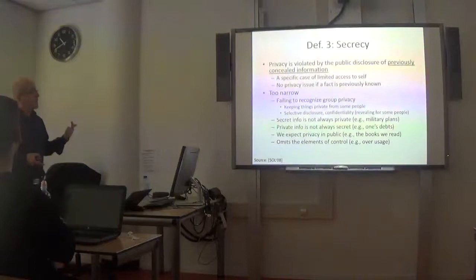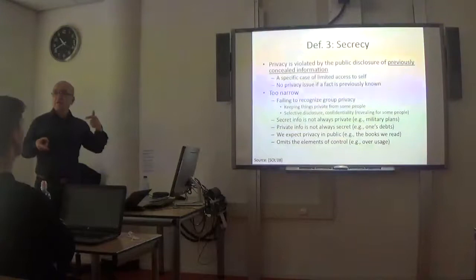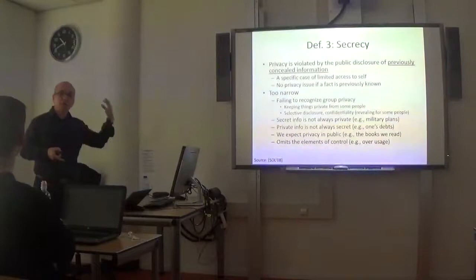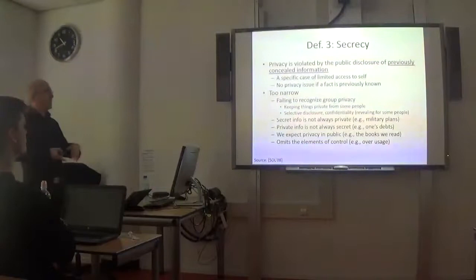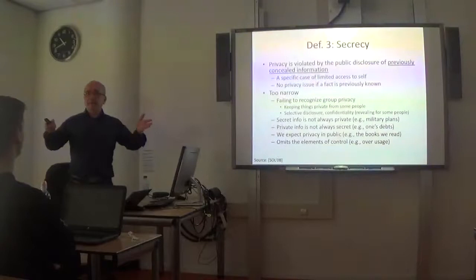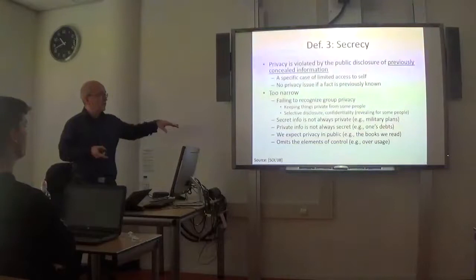Secret information is not always private. For example, military secrets are not private. And sometimes private information is not secret, like your bank account. The bank knows it. Your health condition is known by the doctor. It is no longer secret, but it is shared with someone. And sometimes you expect privacy in public. When you read a book, you are in public, but that doesn't mean that everybody should know what you are reading. Secrecy is not the same as privacy. And also, this definition omits the element of control, how much control you have over your data, as you mentioned.